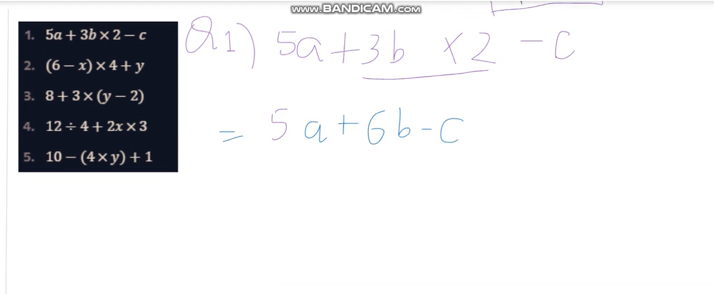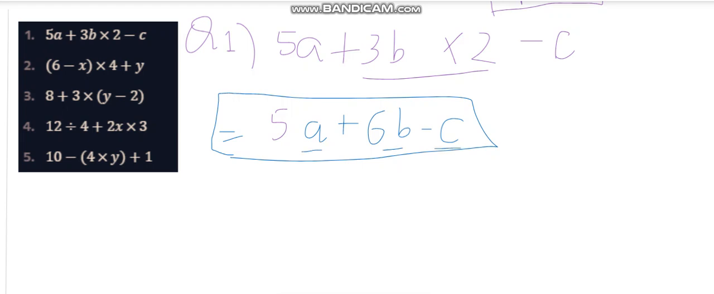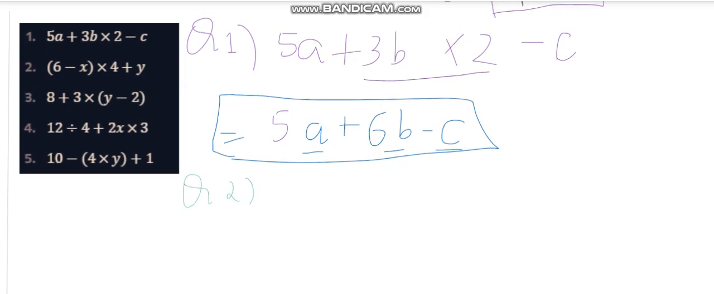So 5a plus 6b. I think this is the answer because all of these are unlike terms, which means that this cannot be solved further. We have different variables, and so this can't be solved. Let's move on to question number 2.